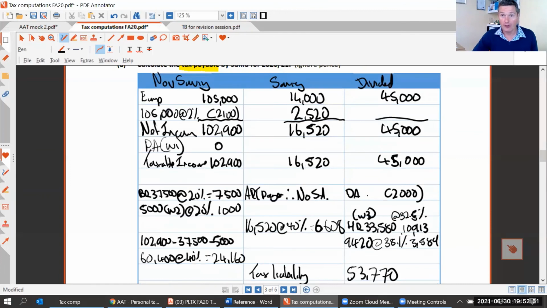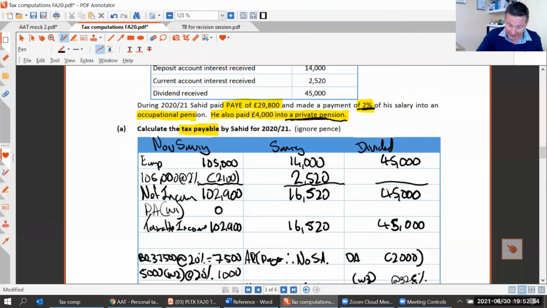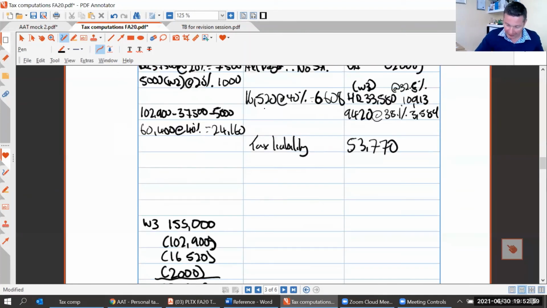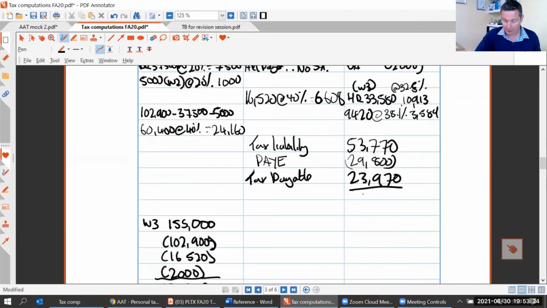It seems so long ago that we started the question, but I seem to remember he did have some PAYE, and we were asked for the tax payable. PAYE, £29,800, means tax payable of £53,770 minus £29,800, £23,970. And I was beaten to it.